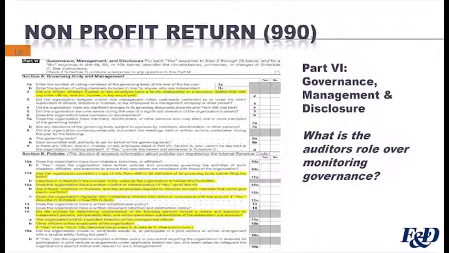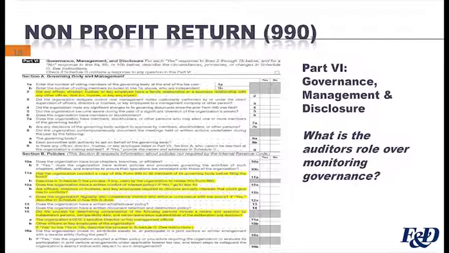There are approximately 4 to 5 pages of questions the Form 990 goes through, covering a number of items. Most importantly, governance, management, and disclosure, which I've picked out as an example here. It appears to be a lot of reading. However, every nonprofit organization must go through these questions and answer them yes or no.